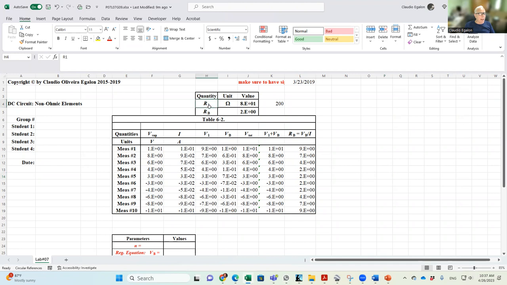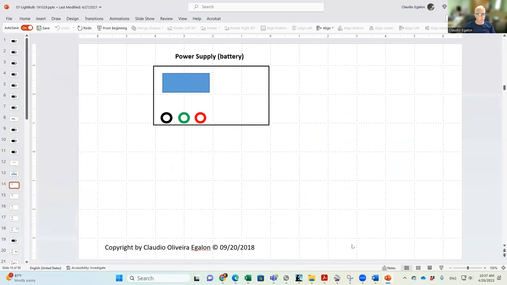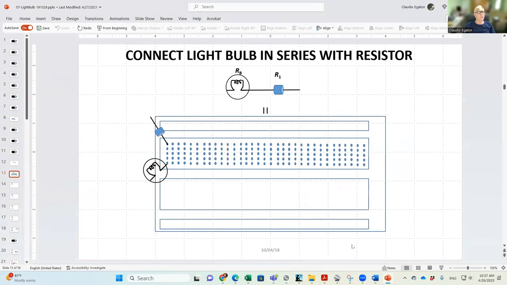We are going to combine a light bulb in series with a regular resistor. In this specific case, this resistor has 81 ohms of resistance value. And it's going to be a circuit in series with this resistor. It's going to be something like that.